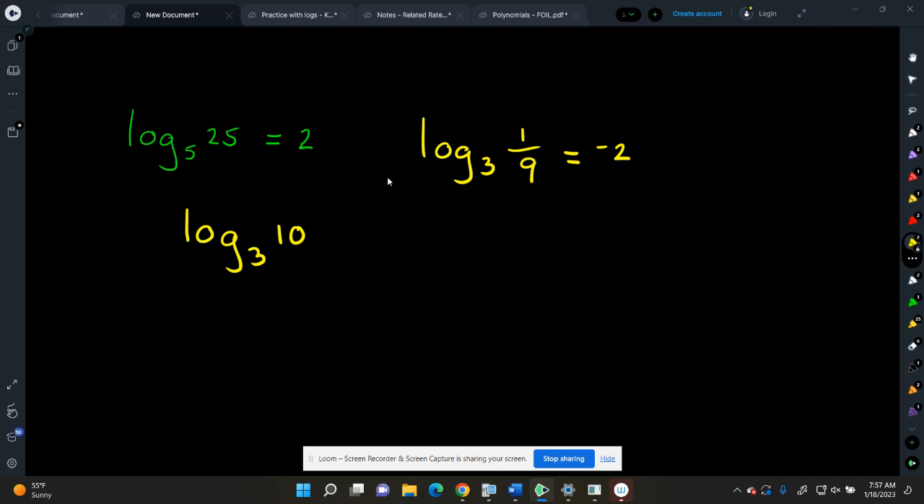Can you give me a rough idea of what you think that might be? 2.1, something like that, right? Because we know 3 squared is 9. So it's got to be just a little bit above 2. So we're going to say, maybe approximately 2.1, right? But we can find the exact value by using what we call the change of base formula.